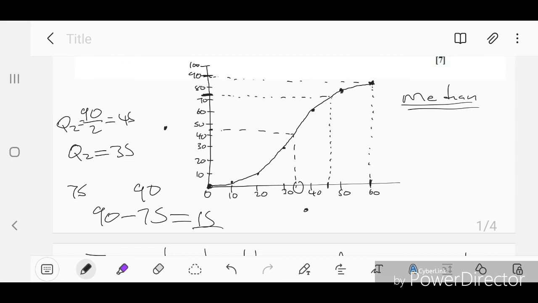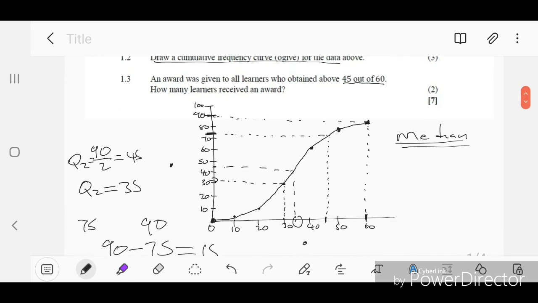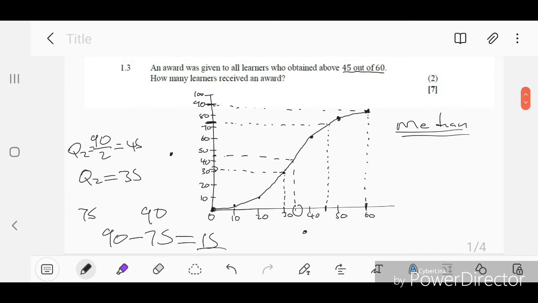So if they ask how many learners got less than 30, you can say, okay, this is 30 marks, so you go there and then you go there. You can see this is the number of learners who got less than 30, which is 32 learners. So that's how you use the ogive to answer all these questions.